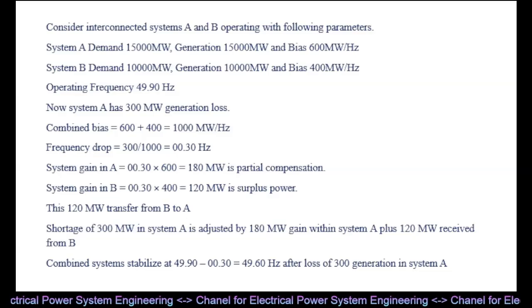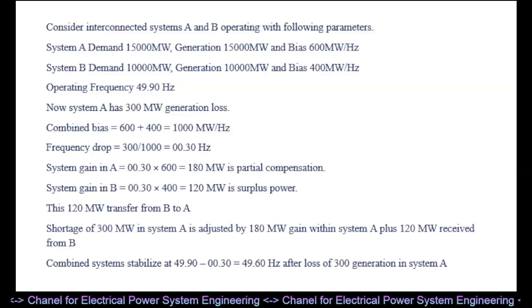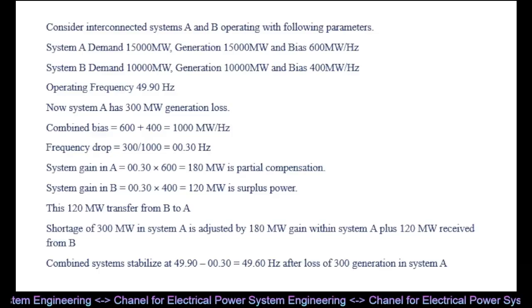Consider interconnected systems A and B operating with the following parameters. System A: demand 15,000 megawatts, generation 15,000 megawatts and bias 600 megawatts per hertz. System B: demand 10,000 megawatts, generation 10,000 megawatts and bias 400 megawatts per hertz. Operating frequency 49.90 Hz. Now system A has a 300 megawatt generation loss.